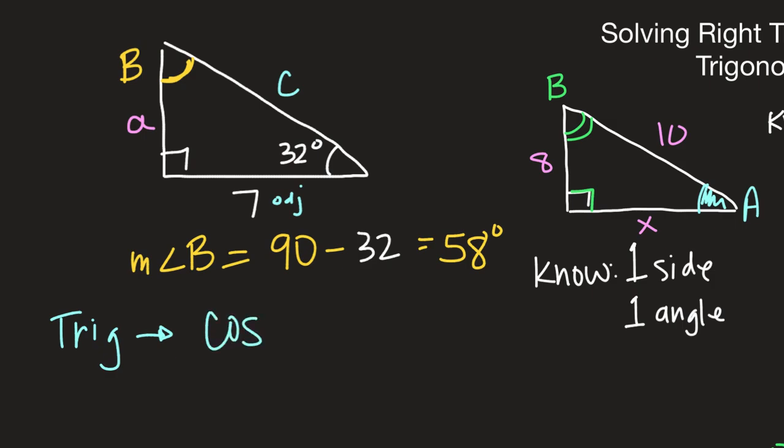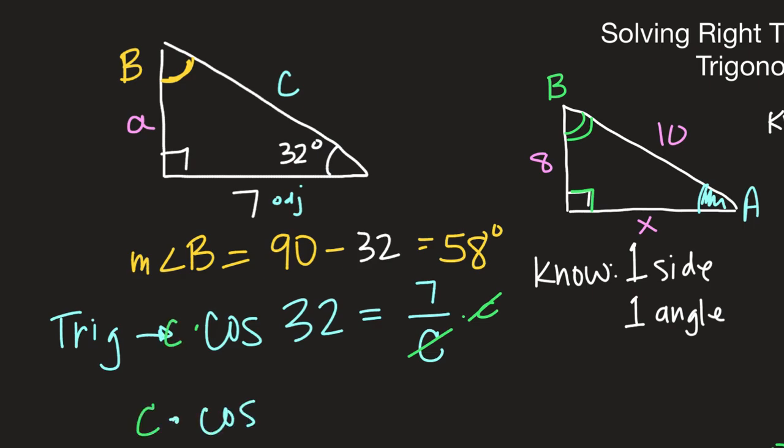The cosine relates the adjacent side to the hypotenuse. So cosine of 32 equals adjacent 7 over hypotenuse C. So C is my variable. How do I solve this equation for C? Well, the first step is to get C out of the denominator. So I multiply both sides by C, right? No longer is C in the denominator. So C times the cosine of 32, this is a number, equals 7.